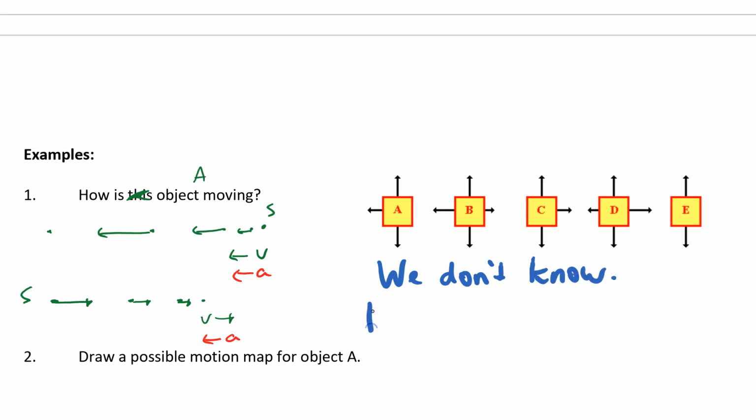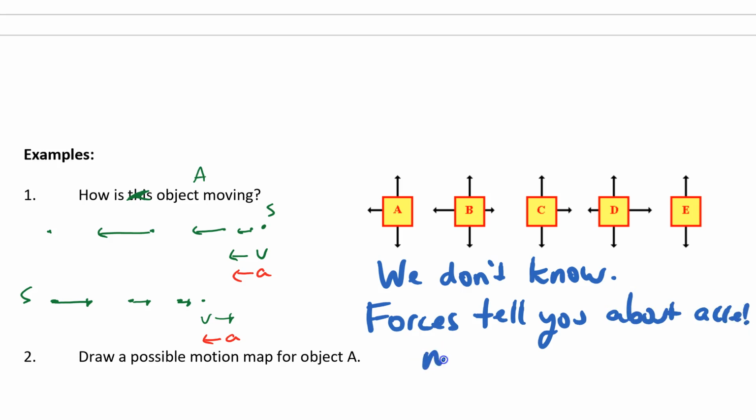Okay, so forces tell you about acceleration. Not current velocity. In each of those you can tell me which way they're going to be accelerating. This one's going to be accelerating to the left. This one's going to be accelerating to the left. This one will be accelerating to the right. This one will be accelerating to the right. This one will be acceleration equals 0 because they're balanced. But in none of them do we know which way it's moving.